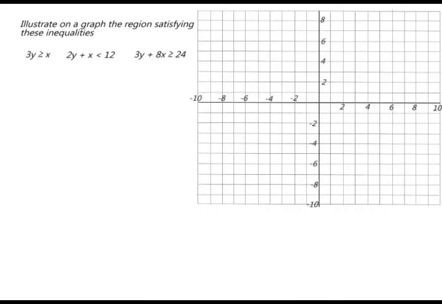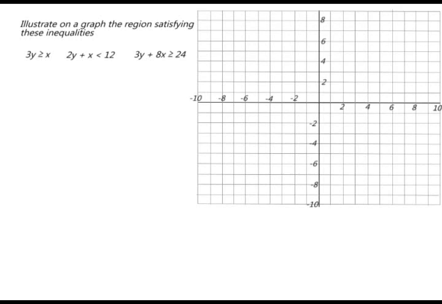One more example. Illustrate on a graph the region satisfying the following inequalities. First inequality, 3y is greater or equal to x. Second inequality, 2y plus x is less than 12. Third inequality, 3y plus 8x is greater or equal to 24. We proceed. We start with the first inequality, 3y is greater or equal to x.